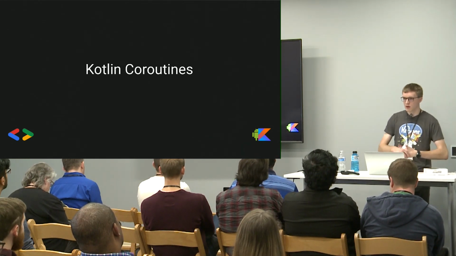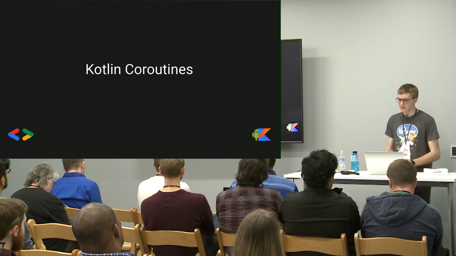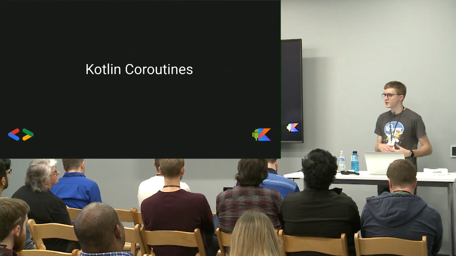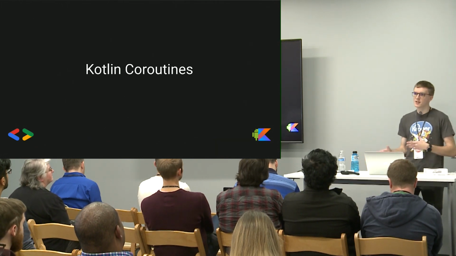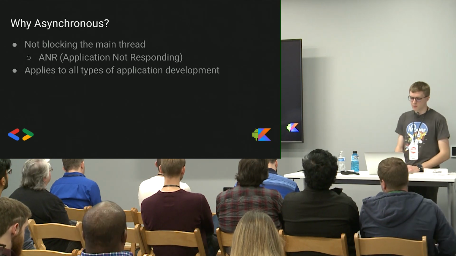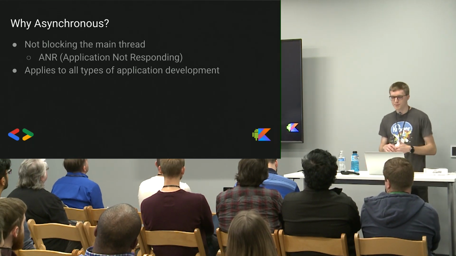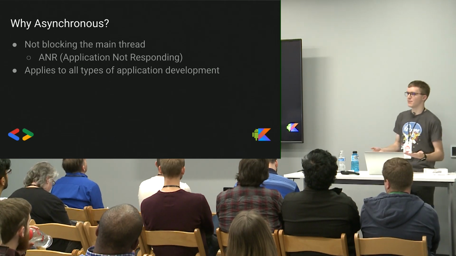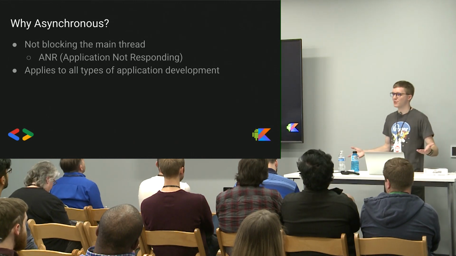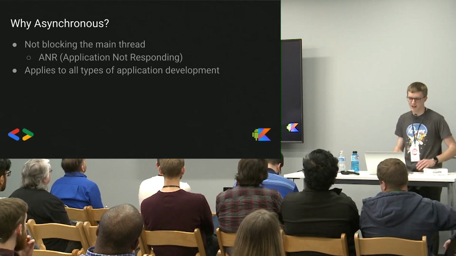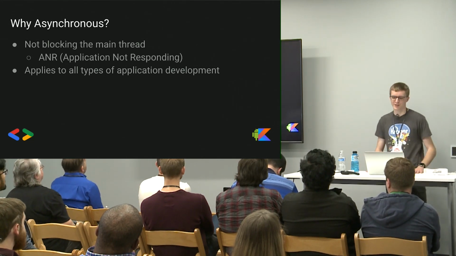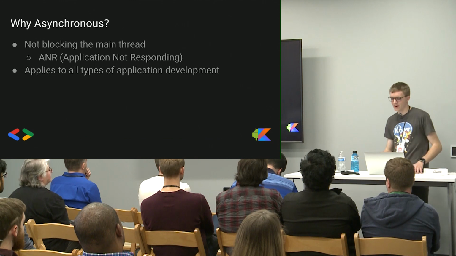So coroutines are a language feature in Kotlin. It enables you to write efficient code that handles threading with minimal effort while still being readable to the developer and easy enough to reason about without blocking your main thread. So why do we want asynchronous code? Specifically within Android, long-running tasks on the UI thread are a big issue. Everyone has probably seen an ANR at some point, an application not responding, and that's the worst possible situation that you want to avoid at all costs.